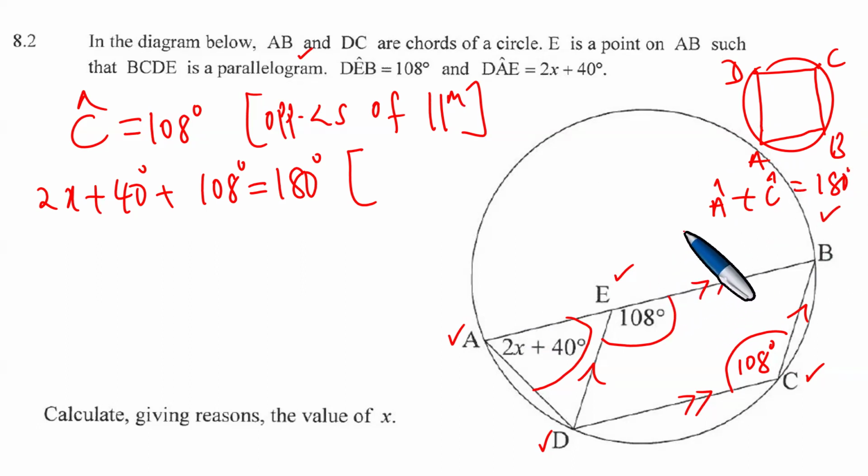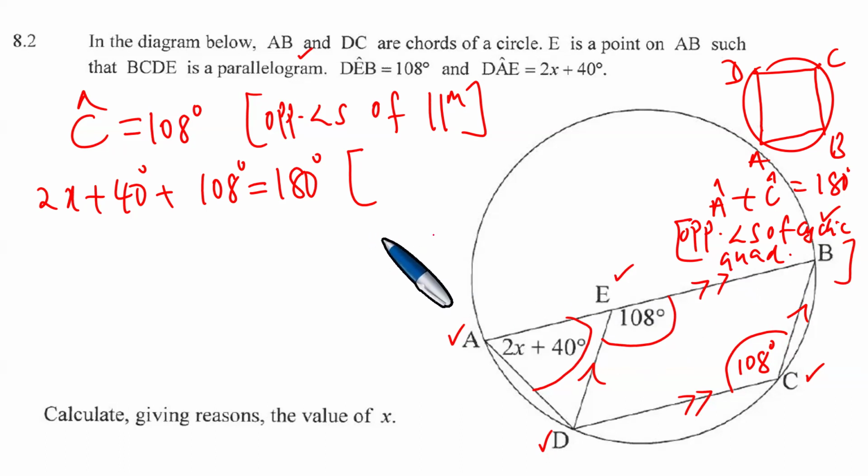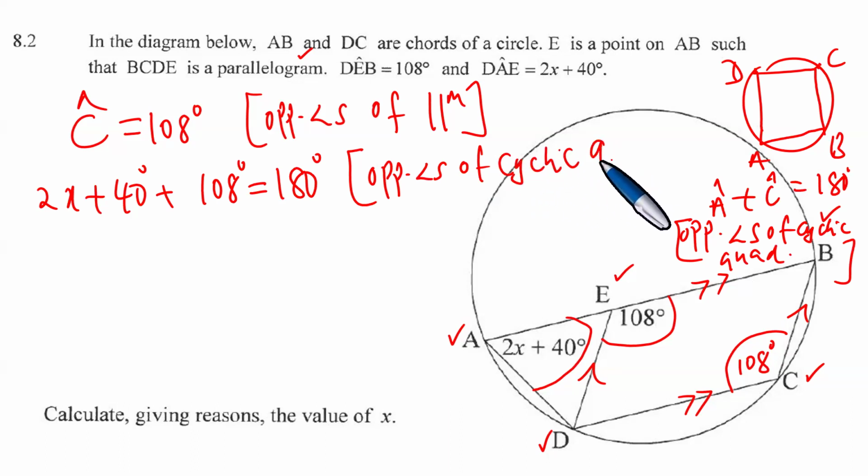What is the reason for this? Because these are the opposite angles of a cyclic quad. So right now you add these two, you get 180 degrees. These are opposite angles of a cyclic quadrilateral. Short for quadrilateral is quad.